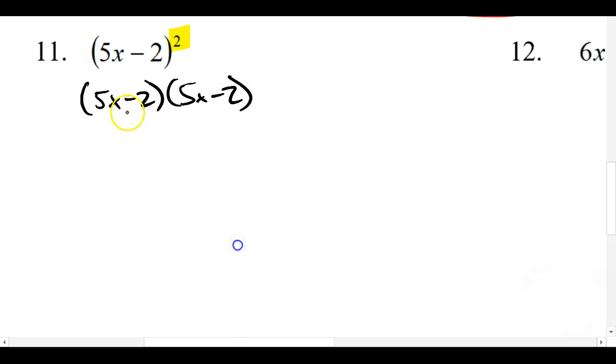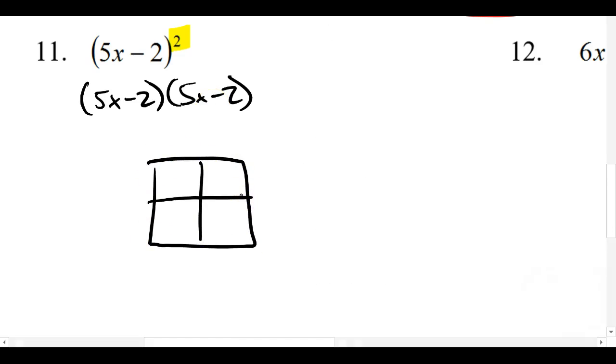So again, we've got two terms here, two terms here. So this is a 2 by 2 square. So I'll put 5x here and minus 2. And again, 5x and minus 2, because they're pretty much the same thing. And now we're going to multiply. So here, start with the numbers. 5 times 5, 25. And here we have x to the 1 times x to the 1.